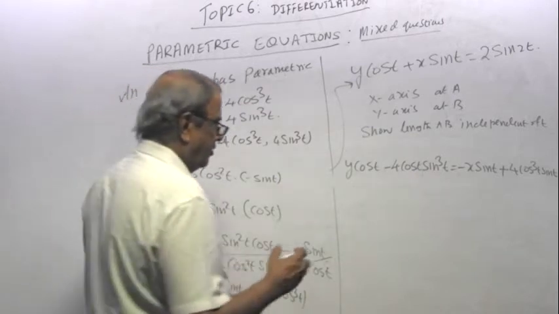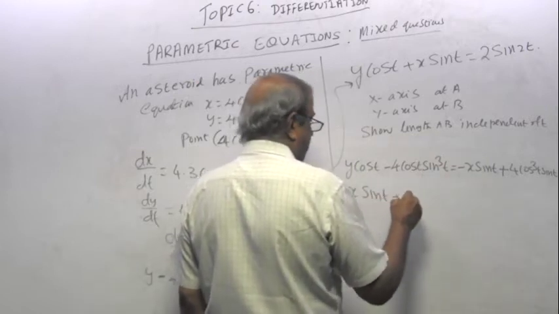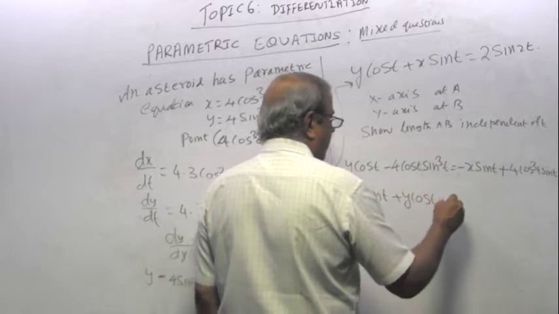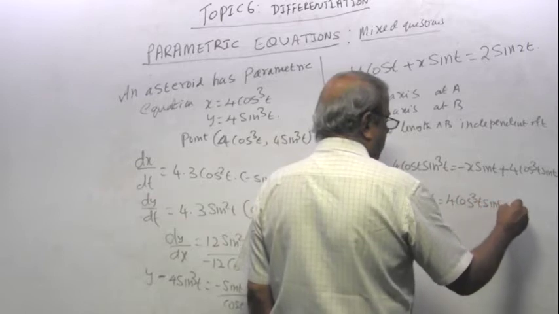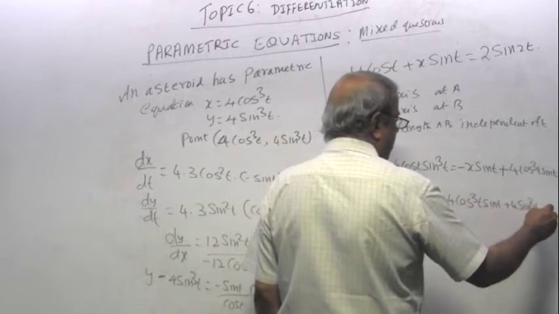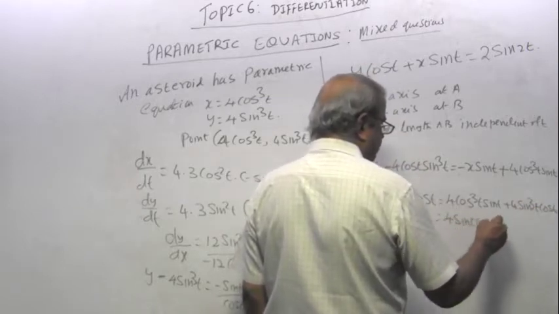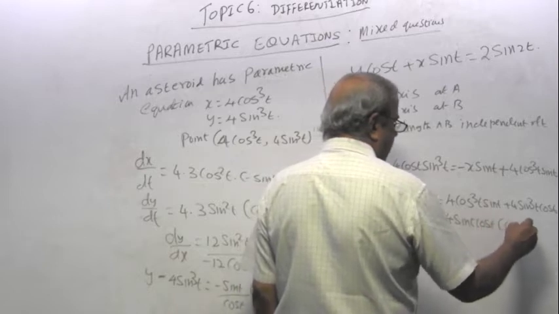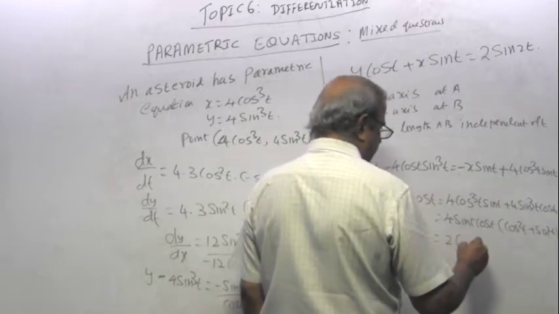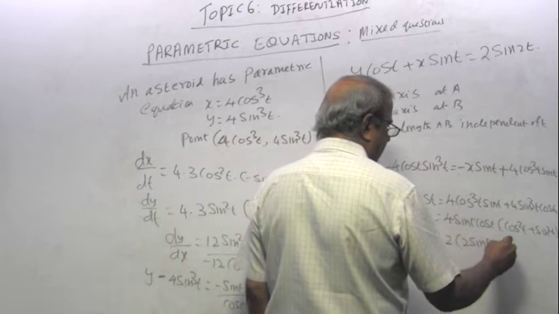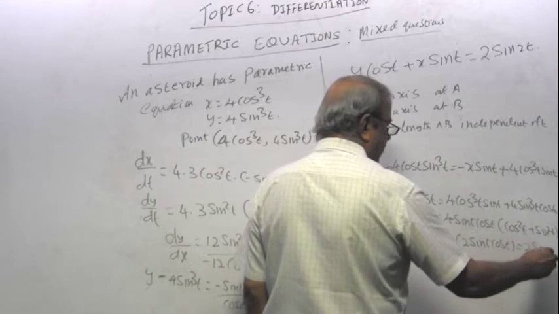Okay. So I can bring the x to the left. So x sin t plus y cos t equals 4 cos cubed t sin t plus 4 sin cubed t cos t. I can take 4 sin t cos t out as a common factor. I can write it as cos squared t plus sin squared t, which happens to be 1. So that is 2 times 2 sin t cos t, which is sin 2t, so 2 sin 2t. You have proved the first part.